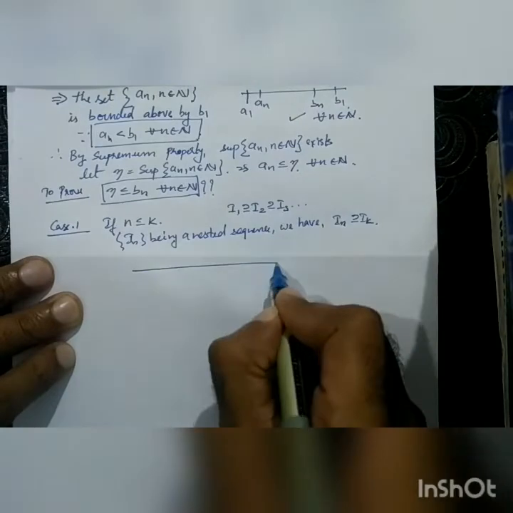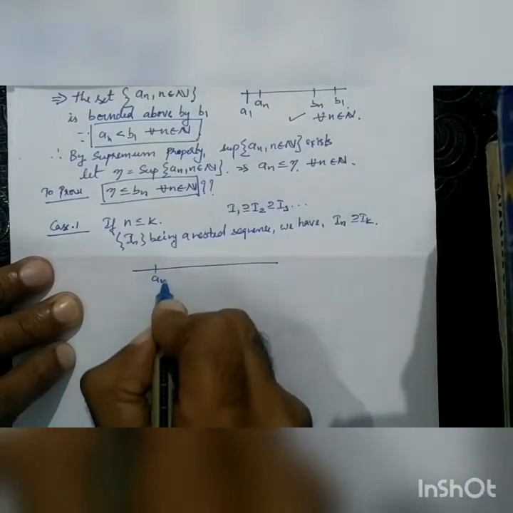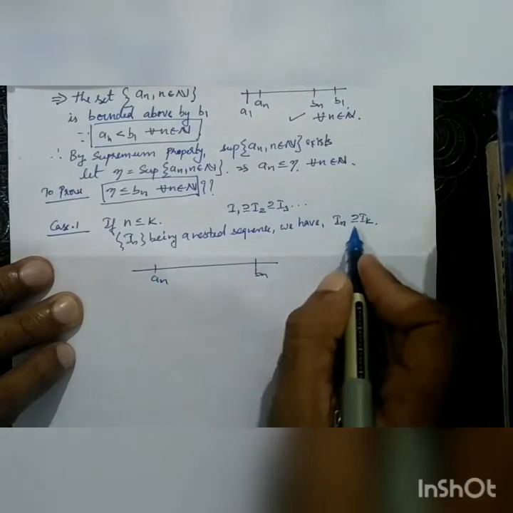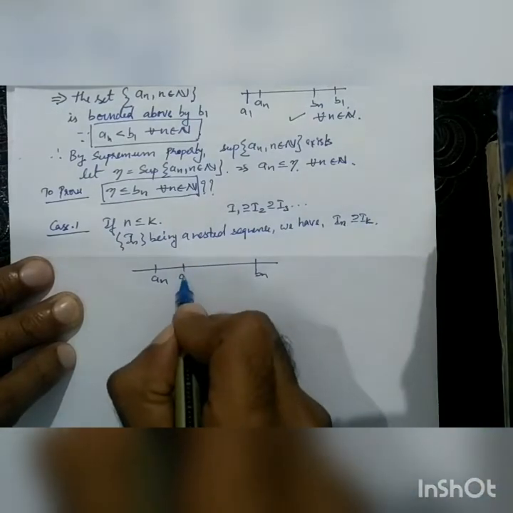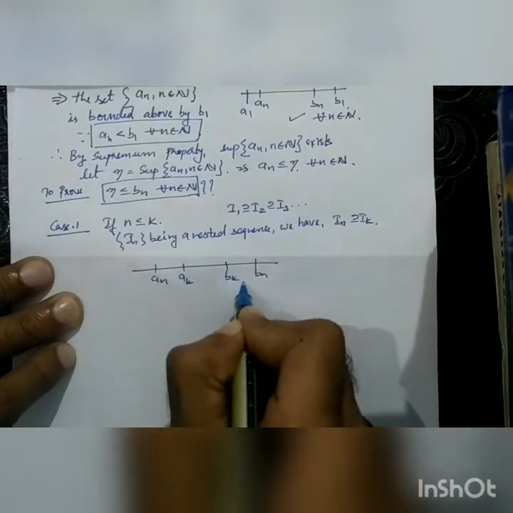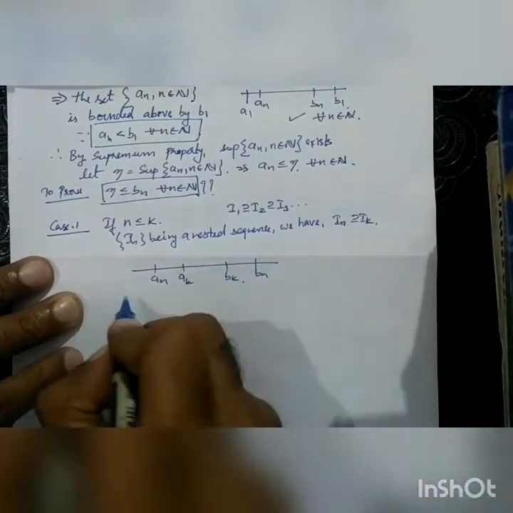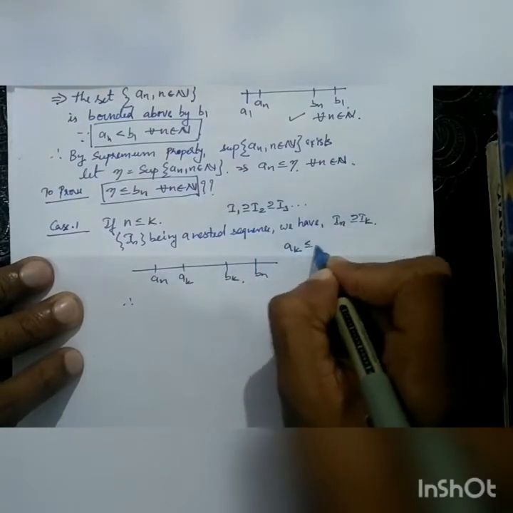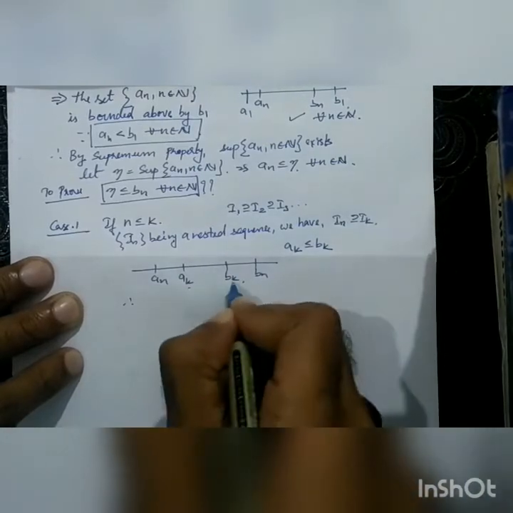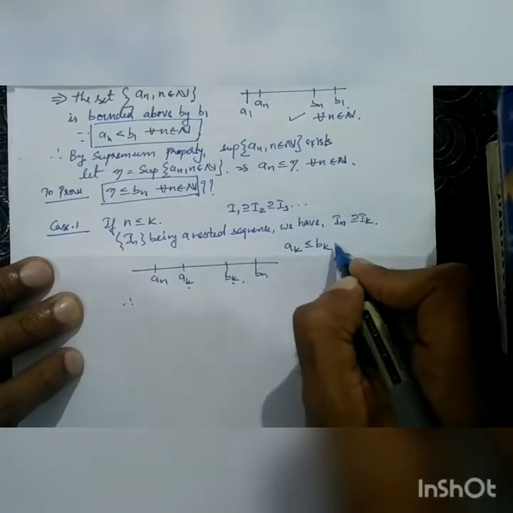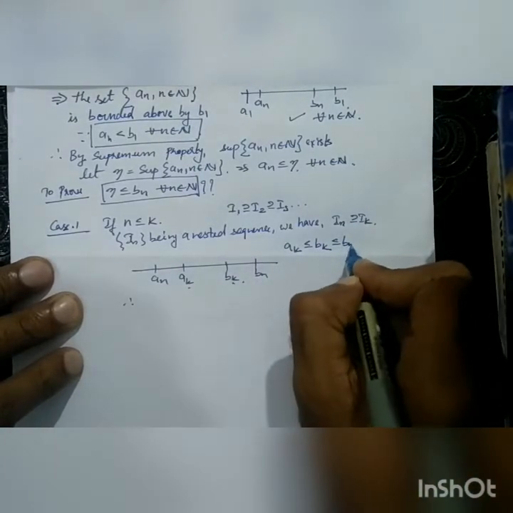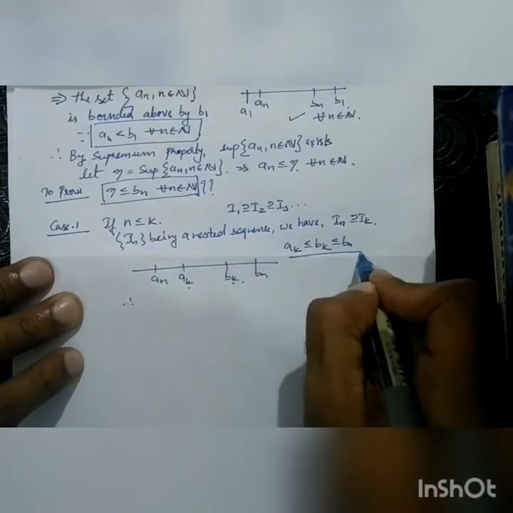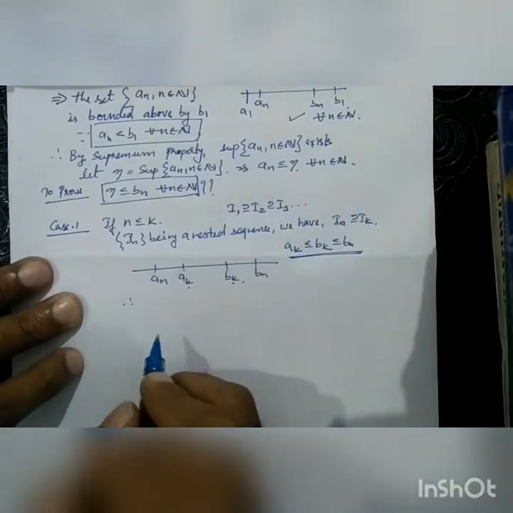Now what does it mean? What is In? In is [an, bn], and that will be containing Ik. What is Ik? That is [ak, bk]. Therefore, in this case, we can always write ak less than or equal to bk, and bk less than or equal to bn. So we can write such a statement.